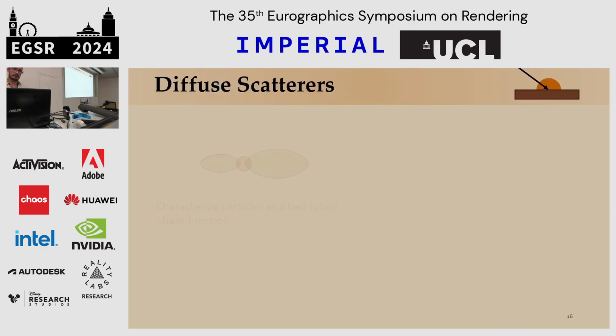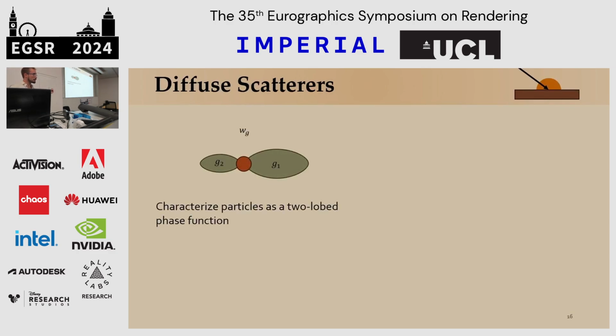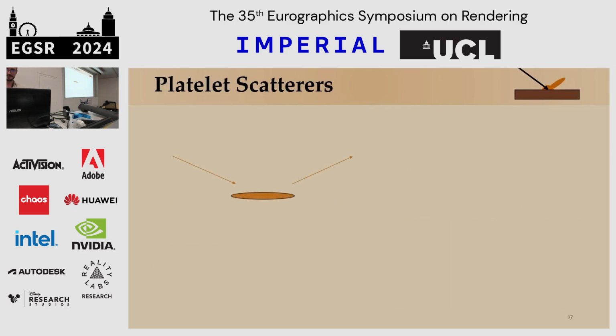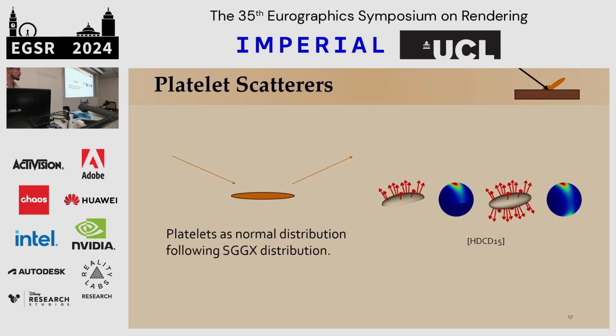I've described this because we define diffuse scatterers as two-lobe phase functions, meaning that we have a forward lobe and a backward lobe, and then there is a third parameter that defines the weighting. We make this modeling based on previous works on titanium dioxide in colloidal systems, and also on sunscreen lotions, which are mostly based on titanium dioxide. So it seems that this is a good approximation. And for the platelet scatterers, we rely on a normal distribution that follows the SGGX distribution, based on previous work.